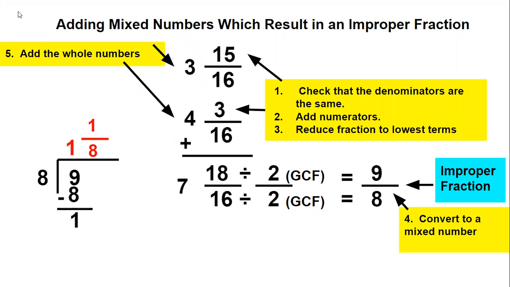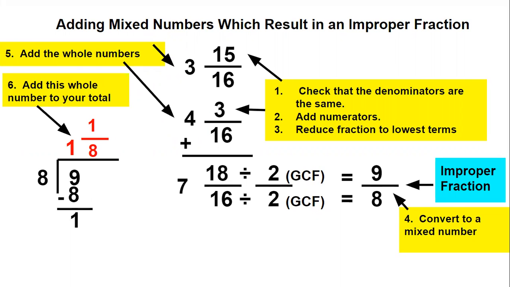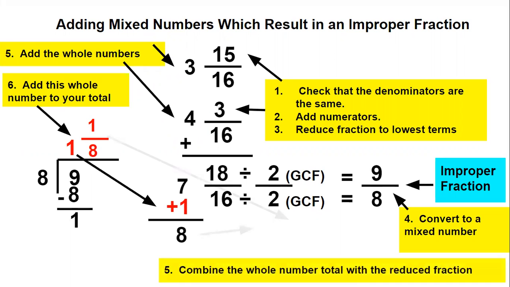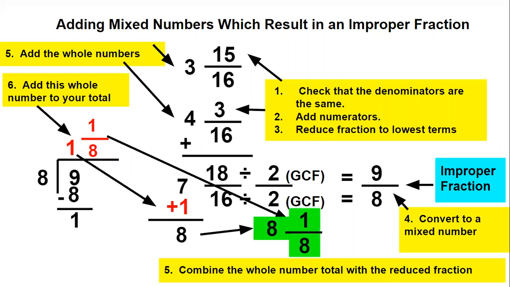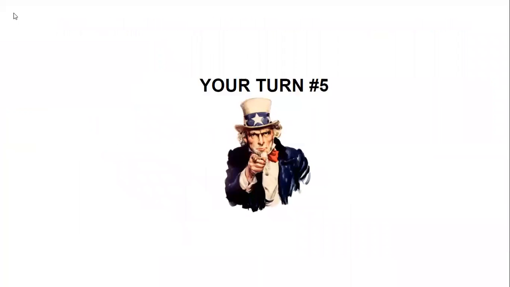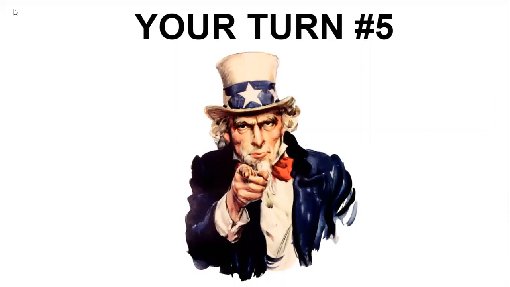Now what do we do? Are we done? We have to add the whole number 1 to the whole number 7. So 1 plus 7, or 7 plus 1 is 8. So we have 8 wholes, and then the 1/8 gets put with that. So we combine the 8 and the 1/8, and our answer is 8 and 1/8. Oh, this is fun stuff, isn't it? Okay, now you get to try and put it all together, and I will see you back in a moment.